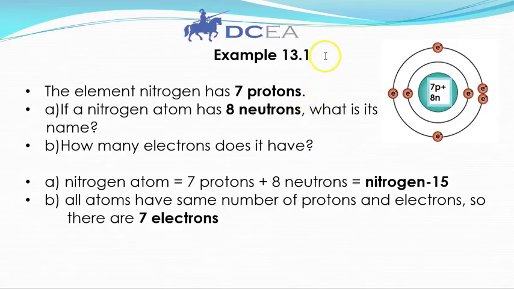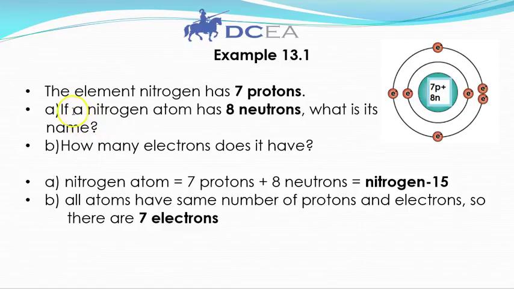So here's an example from your text. It says there's an element, nitrogen, that has 7 protons. If a nitrogen atom has 8 neutrons, what is its name? And how many electrons does it have? So I gave you a representation here with 7 protons and 8 neutrons. And you can see that there are 1, 2, 3, 4, 5, 6, 7 electrons.